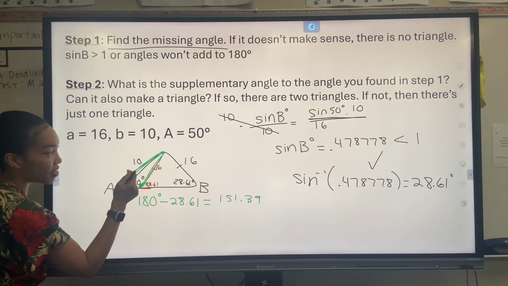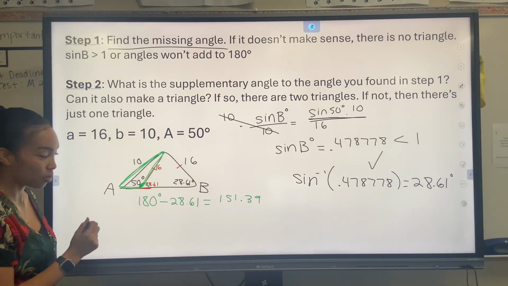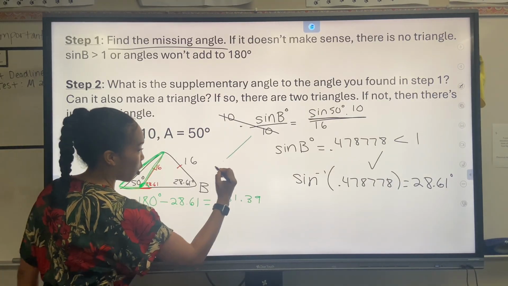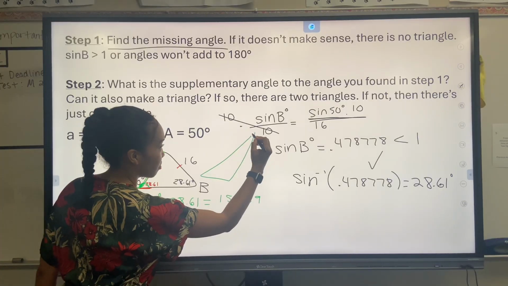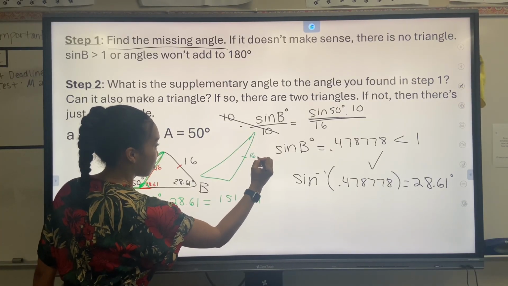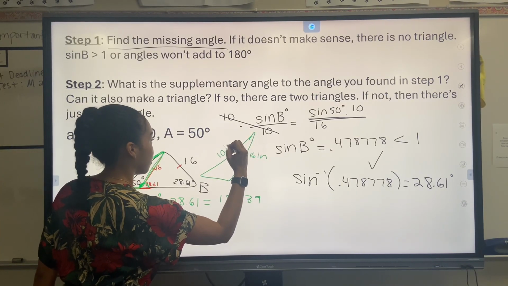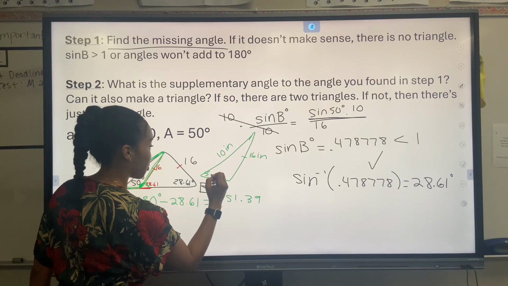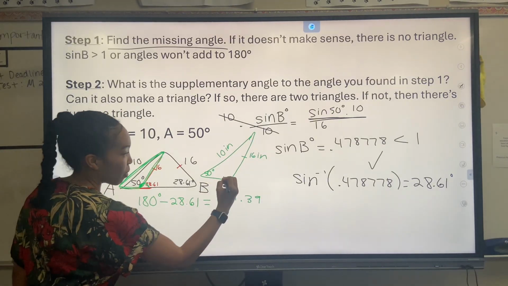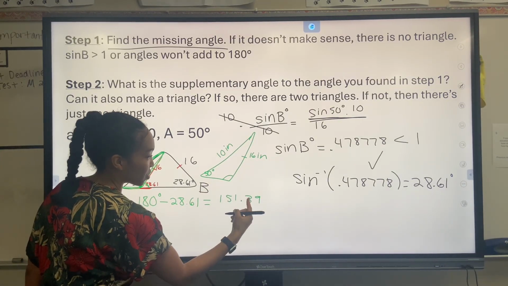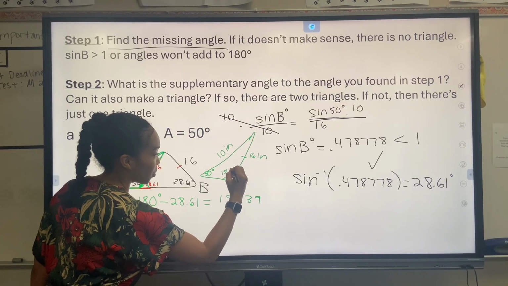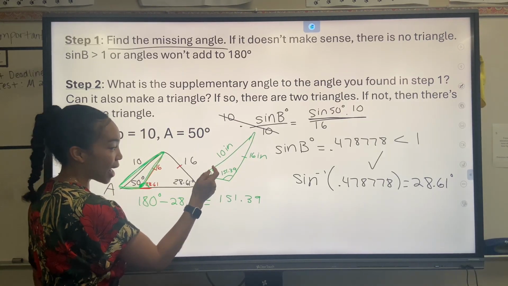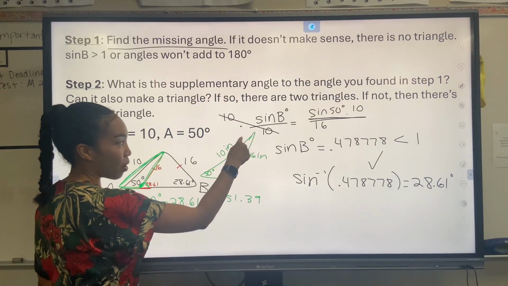So guys, this is the triangle I'm looking at right here. I'm trying to see if this second triangle is possible. So let me just draw it larger right here so you can see. This is 16, this is 10, this is the 50 degrees. That did not change. However, I just found out that this obtuse angle would be 151.39. Is that possible? Whoops. Is that possible?